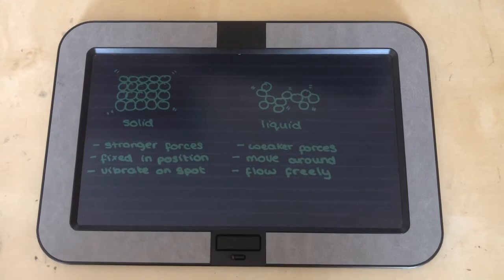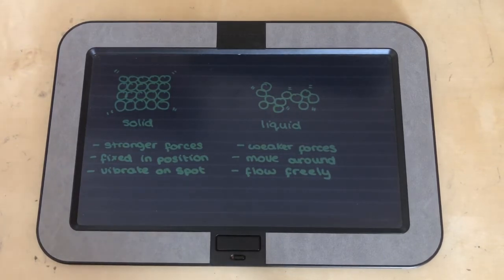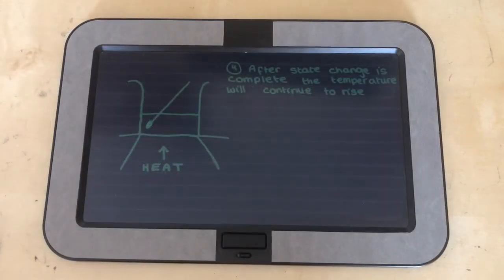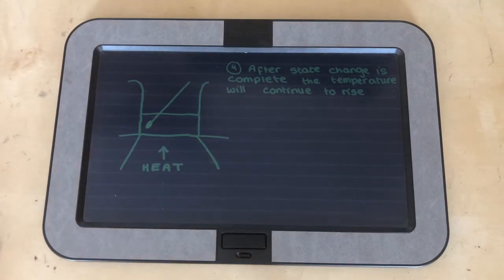As the ice melts, the forces of attraction between particles weaken. The particles are now free to move around, thus losing the ice cube's shape, to form liquid, better known as water. Once the ice is completely melted, the state change is complete. The temperature will continue to rise as heat energy is no longer being used to change the state.